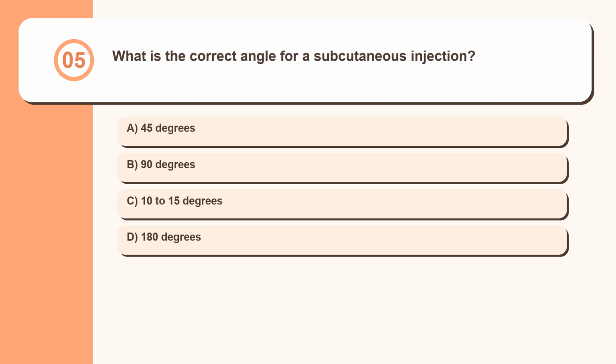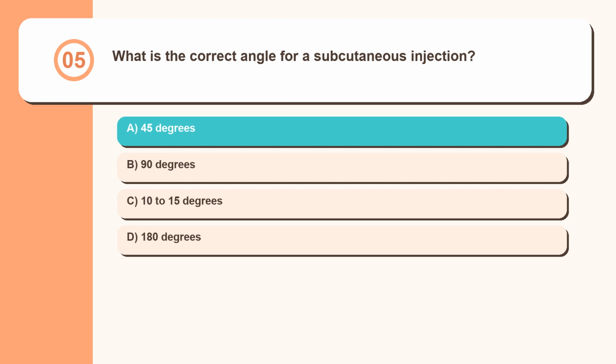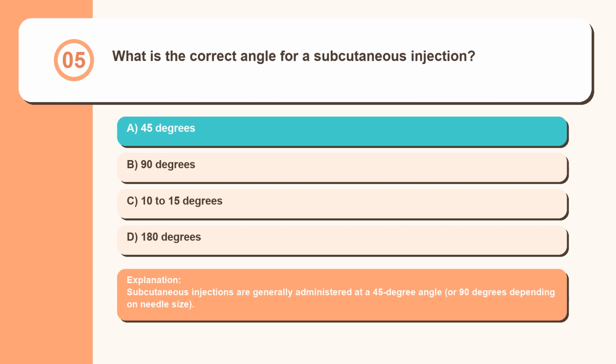Question 5. What is the correct angle for a subcutaneous injection? 45 degrees, 90 degrees, 10 to 15 degrees, 180 degrees. Subcutaneous injections are generally administered at a 45-degree angle, or 90 degrees depending on needle size.